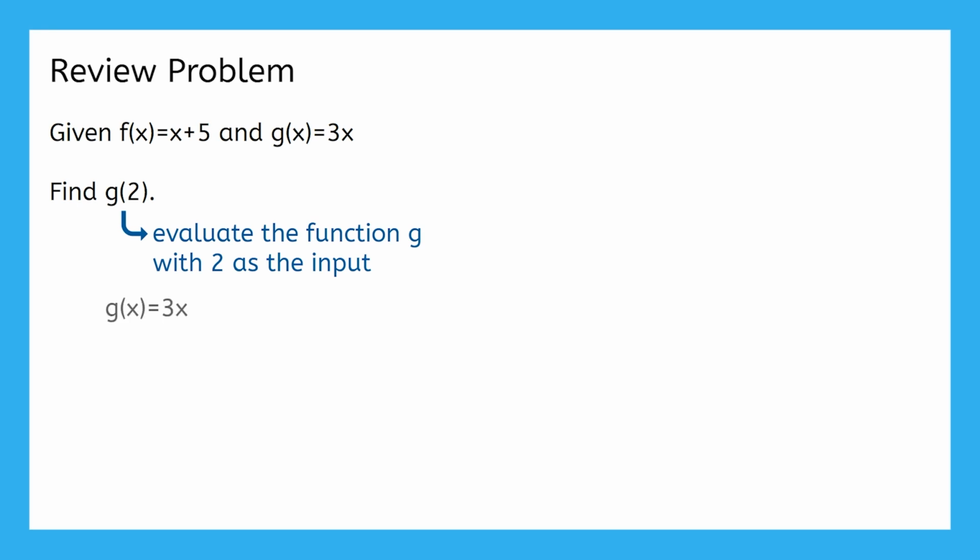Well, to evaluate a function means to substitute our input into the function to determine the output. So g of 2 results in 3 times 2, giving us an output of 6. So we find that g of 2 equals 6, which means that if we input 2, the output is 6.